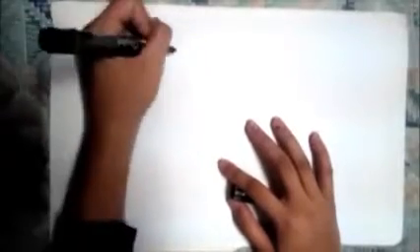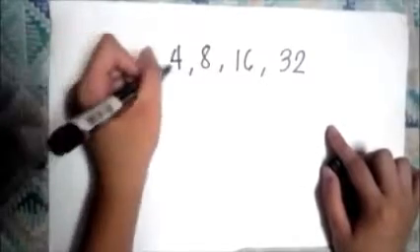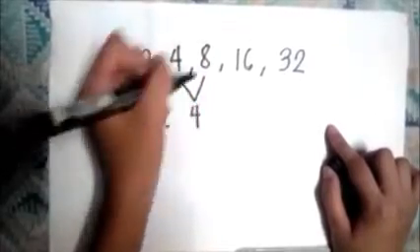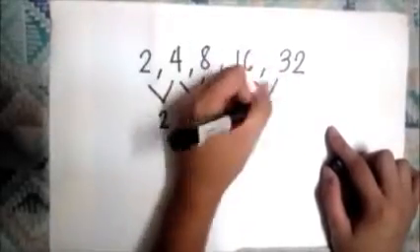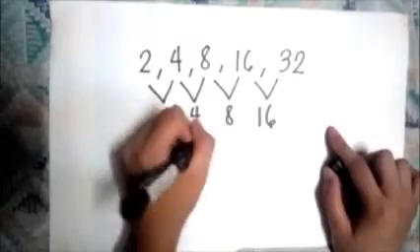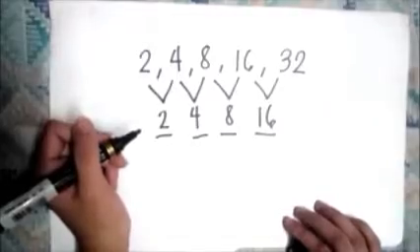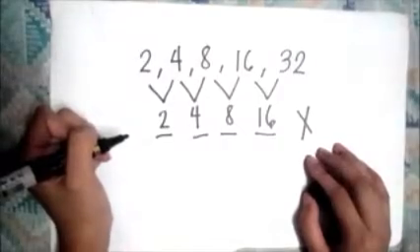Let's try another example. We have 2, 4, 8, 16, and 32. Is this an arithmetic progression? Well, let's see. 4 minus 2 is 2. 8 minus 4 is 4. 16 minus 8 is 8. And 32 minus 16 is 16. We have 2, 4, 8, 16 as the differences of the sequence. We don't have a constant difference, so this is not an example of arithmetic progression.